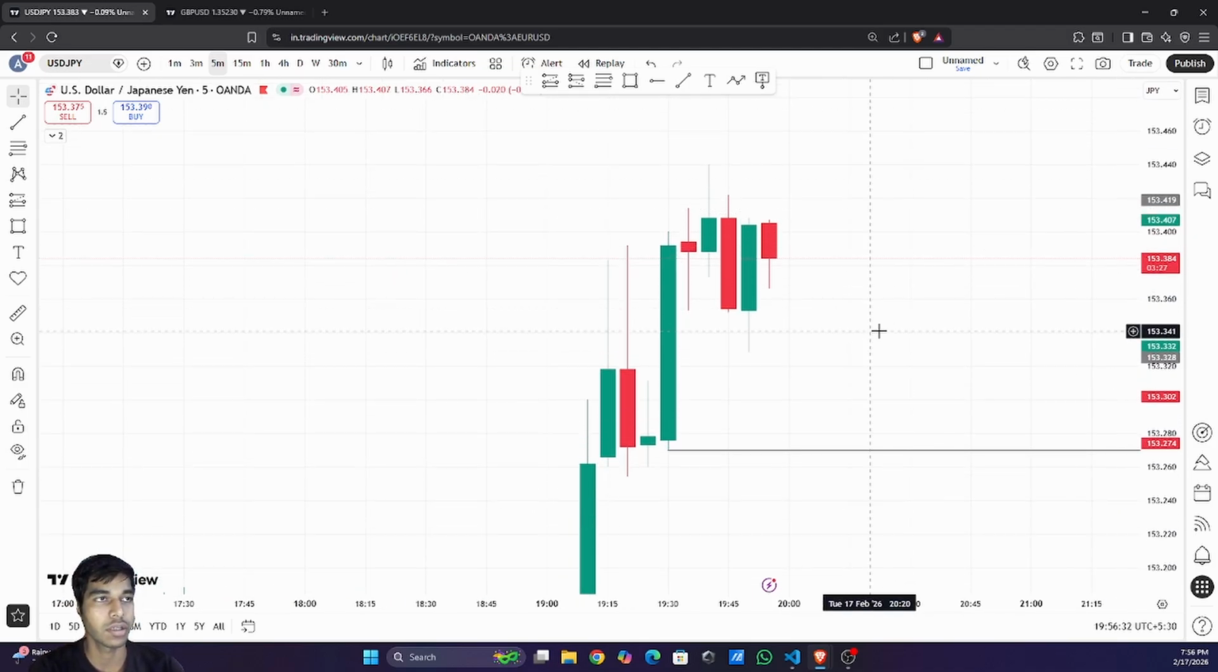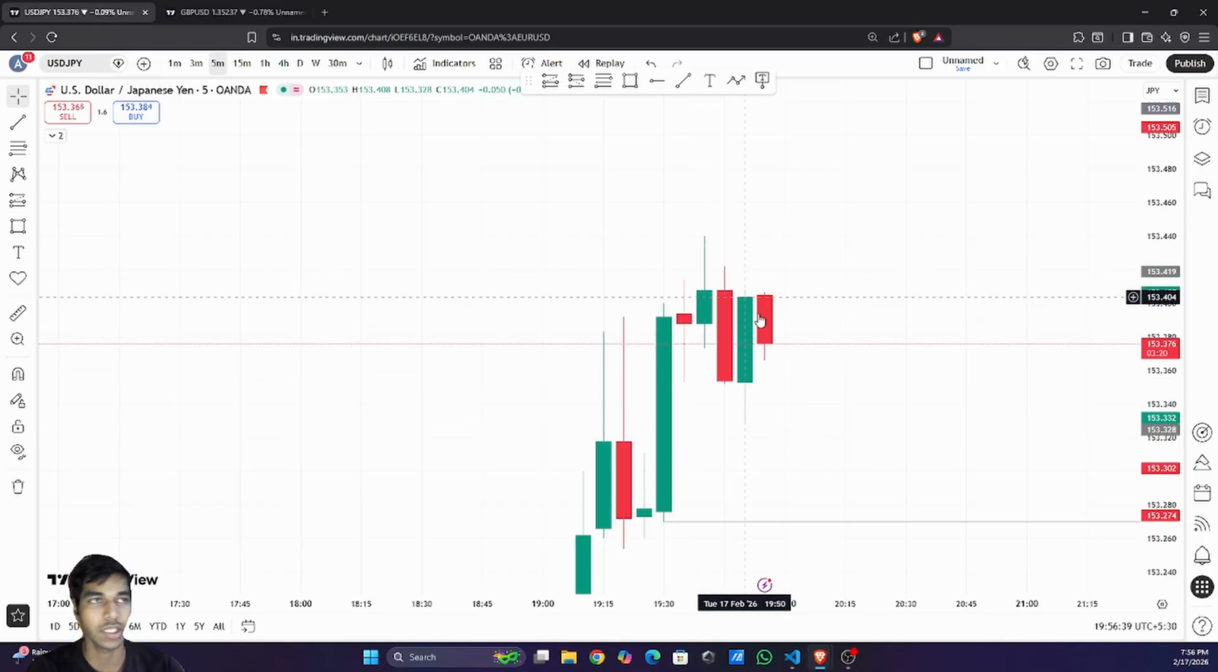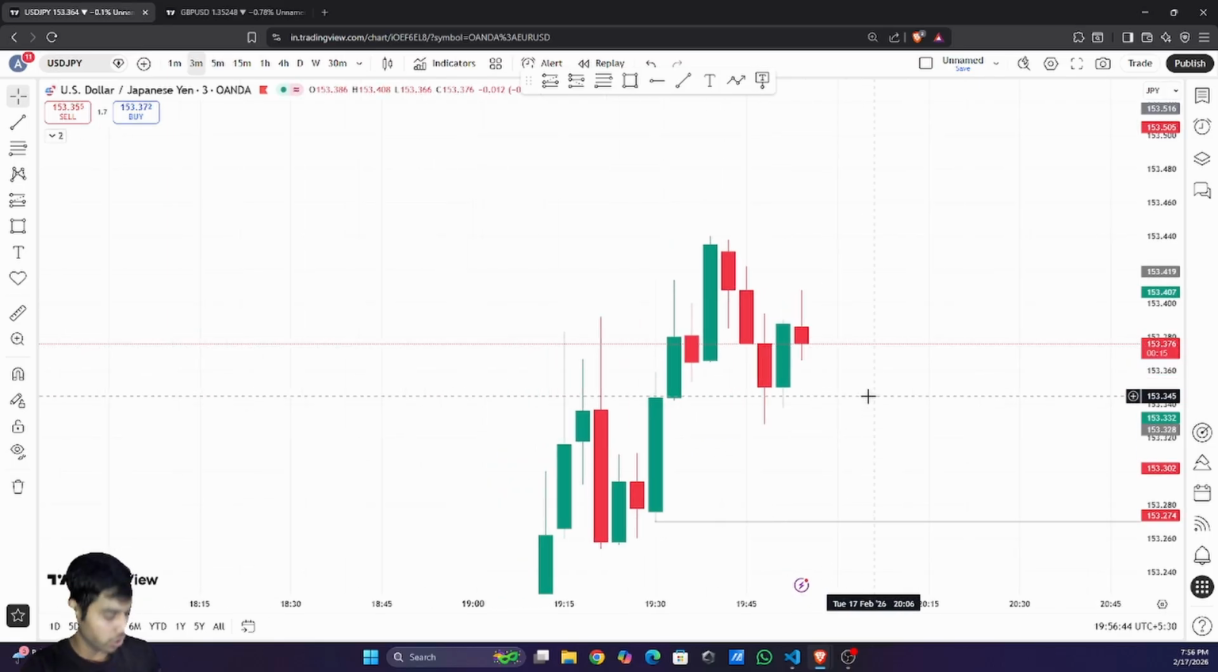So this was also a good manipulation over here. Breakdown. People might have entered over the breakdown. Then this bullishness. Then for sideways in 3 minutes we need a 3 minute break of structure. Then I can enter in JPY with half quantity, with two-third quantity.